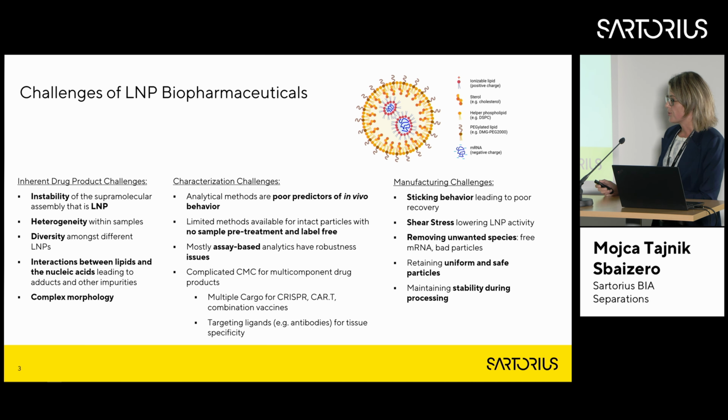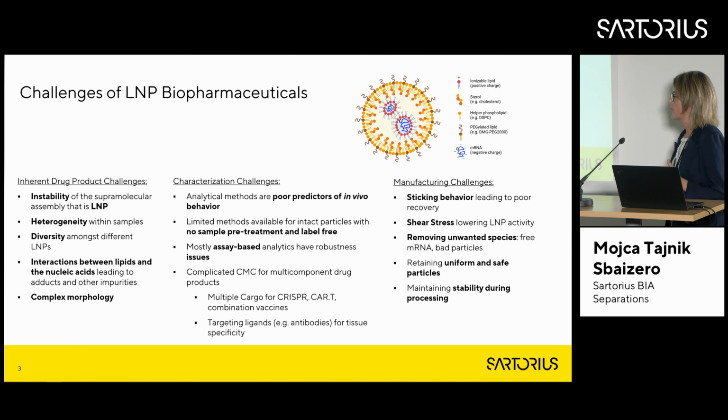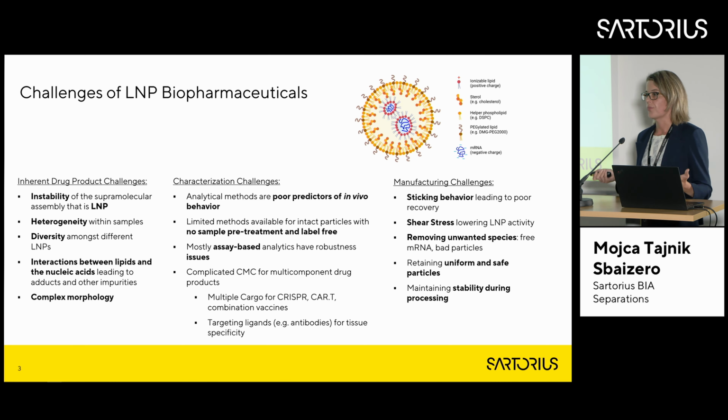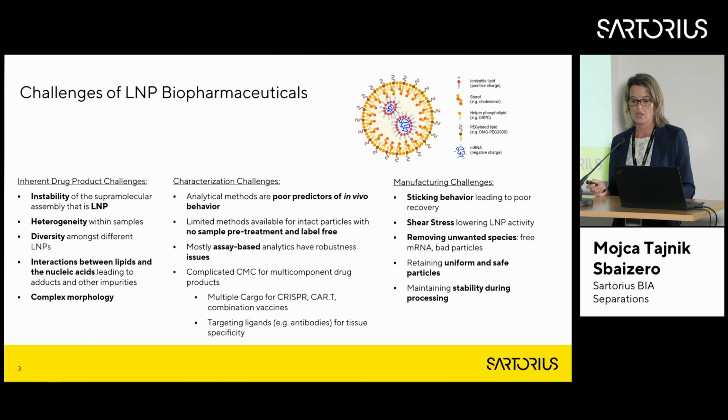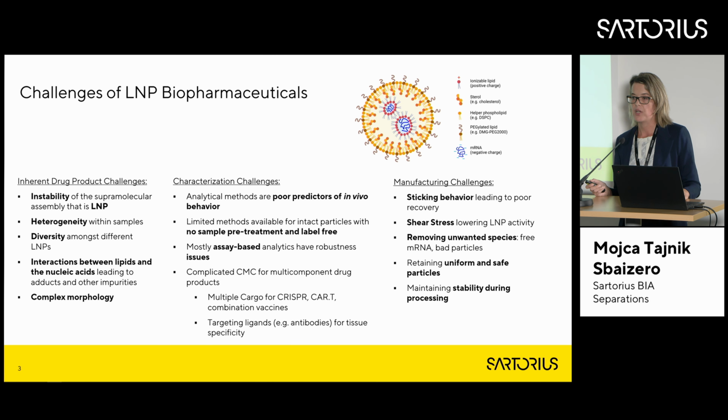Then in the manufacturing challenges, this is the most part of my talk, shear stress. As I mentioned, these particles are very unstable, so we need to always watch out not to add too much stress to the particles, and this can be a problem also in the manufacturing, especially for the scale up. We need to gain, at the end, uniform and safe particles, and also we need to choose solution and buffer that will retain the stability.